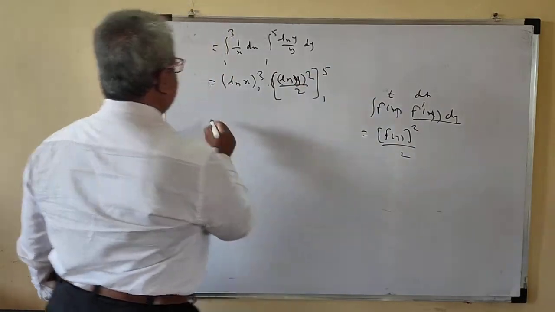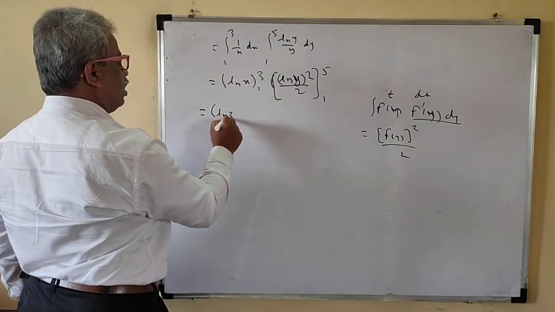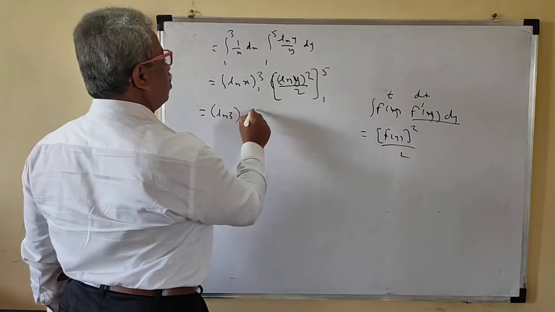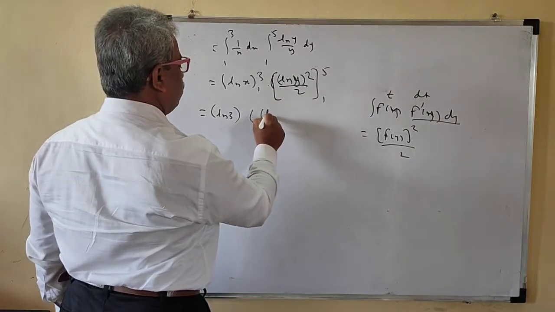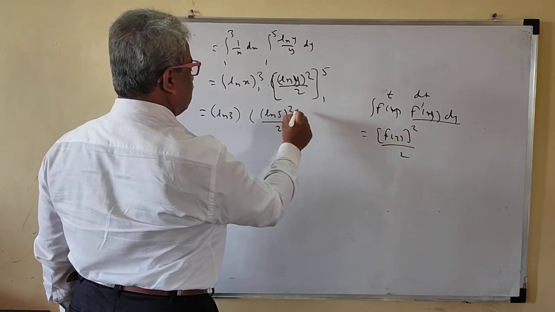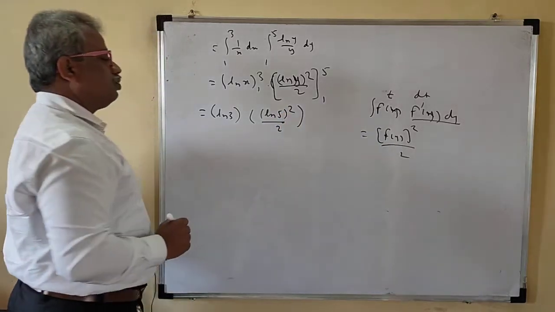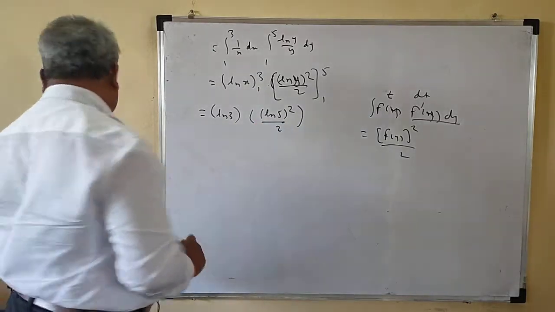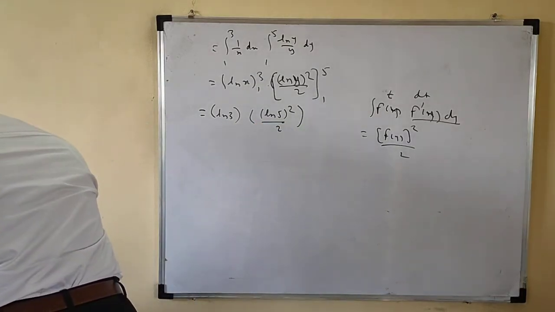From 1 to 5. Okay, so this is ln 3, because ln 1 is 0, and this is ln 5 square upon 2, because ln 1 is also 0. Okay, so this is your required answer: ln 3 into ln 5 square upon 2. This is your required answer.